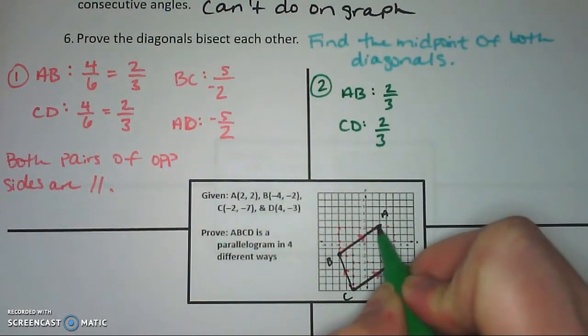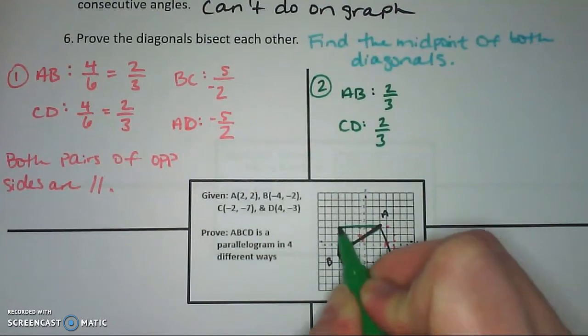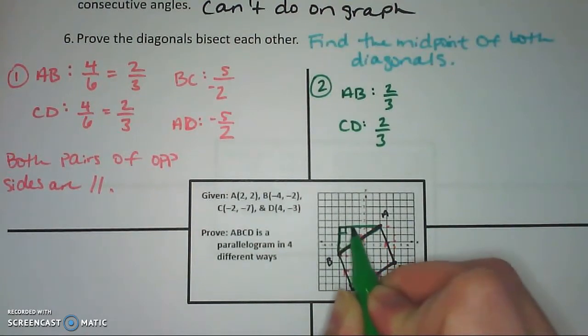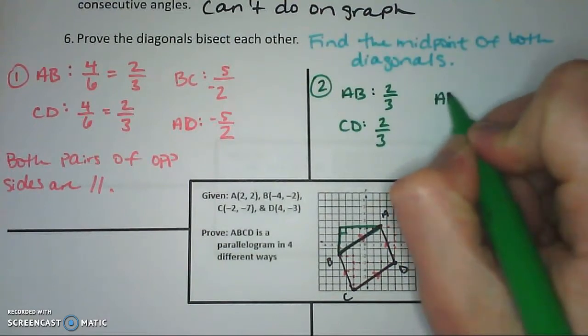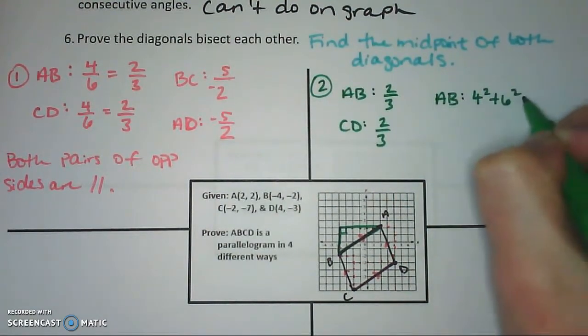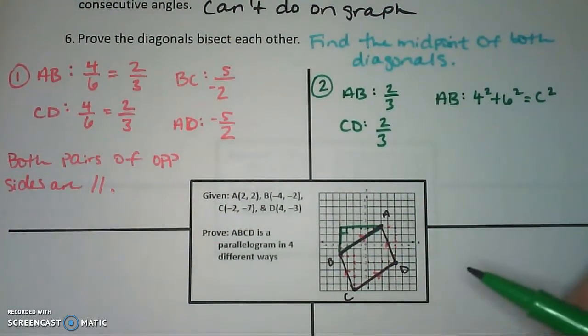So if we do that, if we're looking for the length of AB, you can create a right triangle. Use the dimensions of that right triangle. So you're going to have 1, 2, 3, 4, 1, 2, 3, 4, 5, 6. So to find the length of AB, we're going to do 4 squared plus 6 squared is equal to c squared. Again, it's easy to use this method when you have a graph.